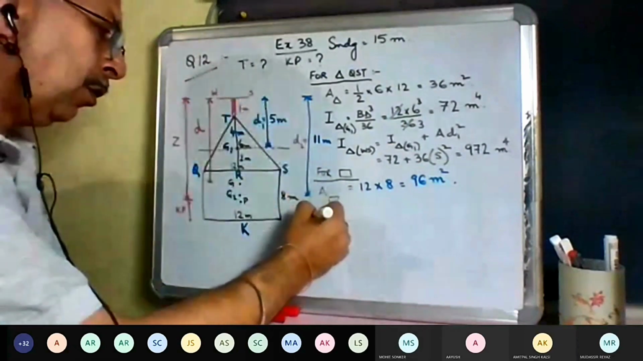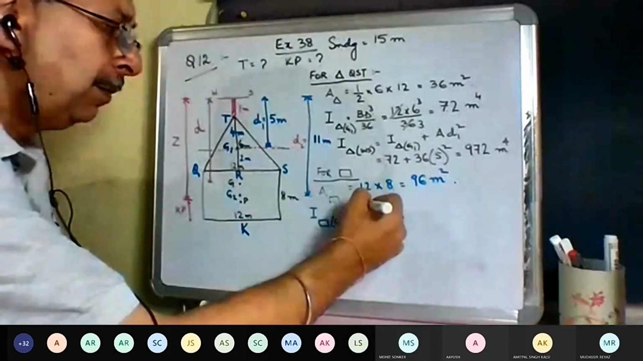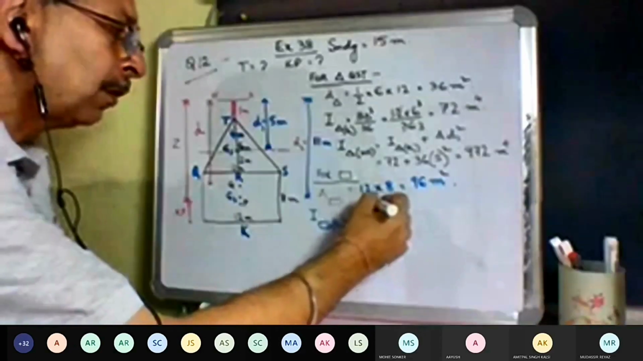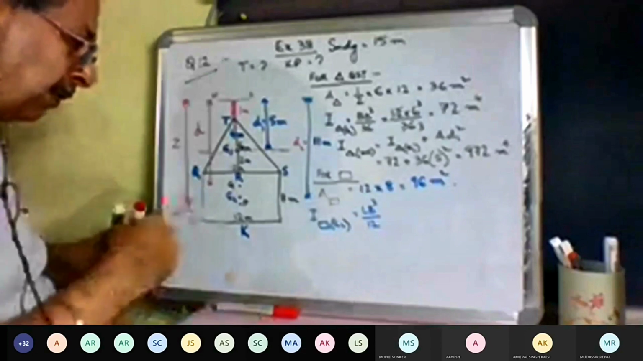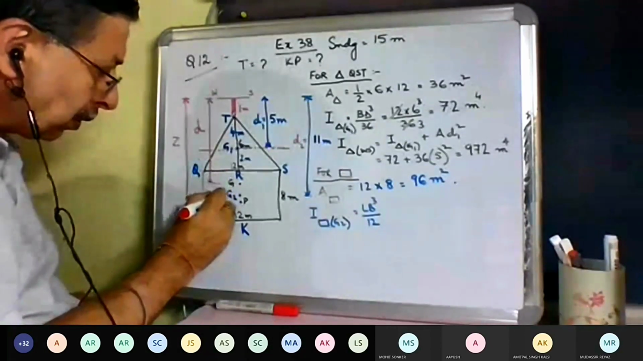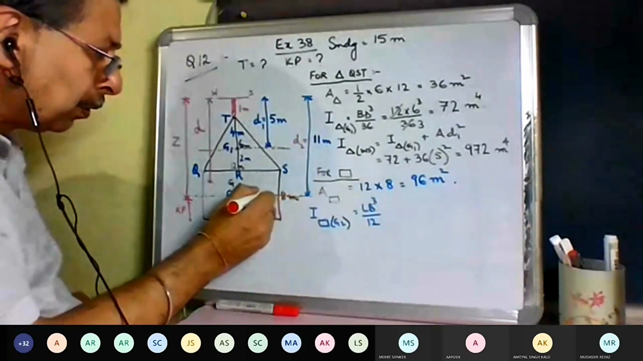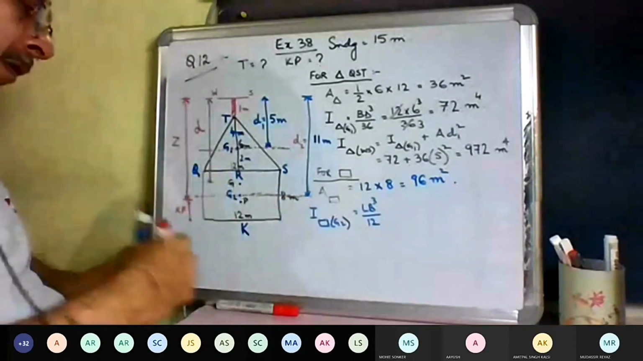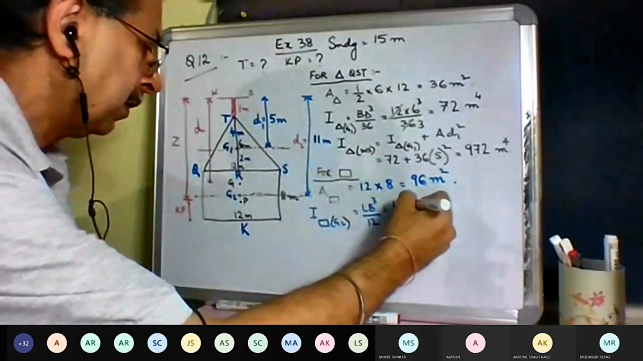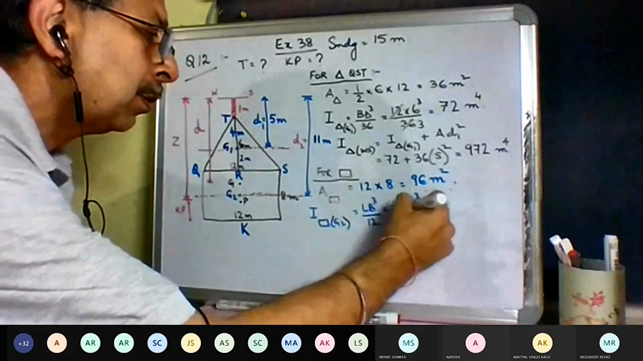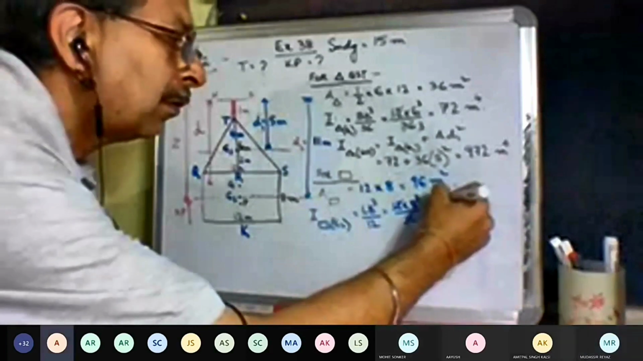Now I of the rectangle about G2 will be equal to LB cube by 12. We are now talking about this axis, the one that is passing through G2. So 12 into 8 cube divided by 12 gives 512 M4.